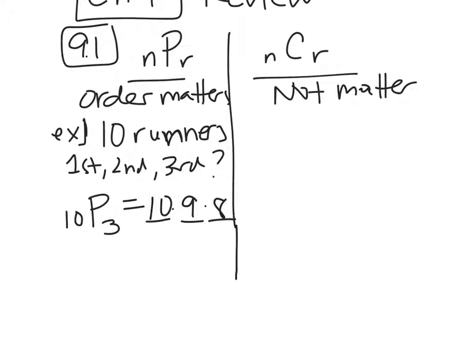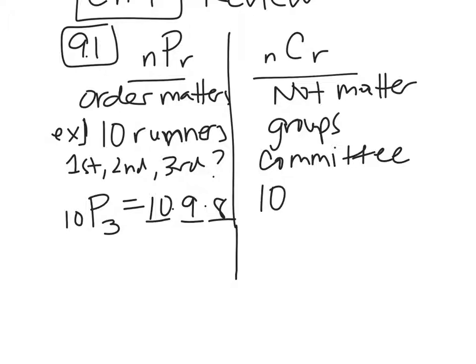And for nCr, the order does not matter. So these are things like groups or committees, stuff like that, when you don't care about order. So let's do those 10 people again. Let's say 10 people on ASB, and we want to make a group of 3 of them to plan Sadie's.